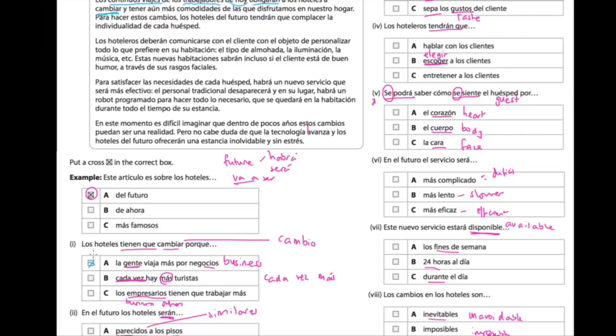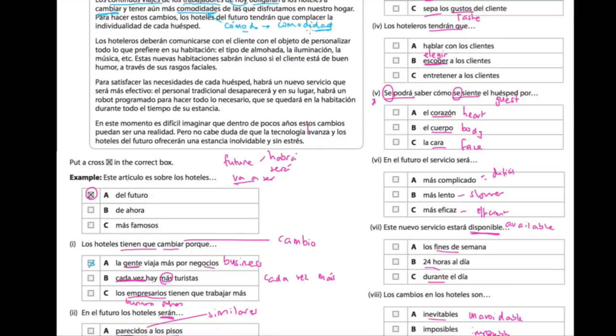Let's have a look at the second question. En el futuro los hoteles serán. So what are the hotels going to be like? So let's carry on reading. Y tener aún más comodidades. Comodidades. Remember this word. It comes from the word cómodo. Cómodo. Comfortable. Comodidad. Another one of those word endings that turn something into a noun. So cómodo is comfortable. Comodidad is a comfort.